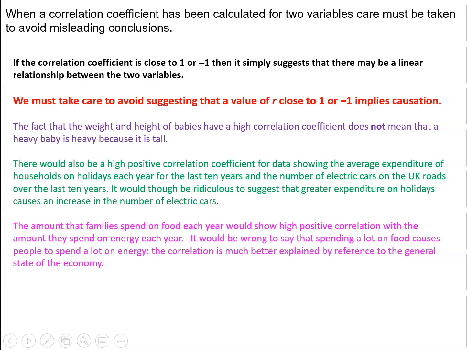The amount that families spend on food each year would also show high positive correlation with the amount that they spend on energy each year. It would, though, be wrong to conclude that spending a lot on food causes people to spend a lot on energy. The correlation is probably much better explained by reference to the fact that inflation will cause both of these variables to increase. So we must be careful to avoid saying that large values of r that are close to 1 or minus 1 imply some degree of causation.